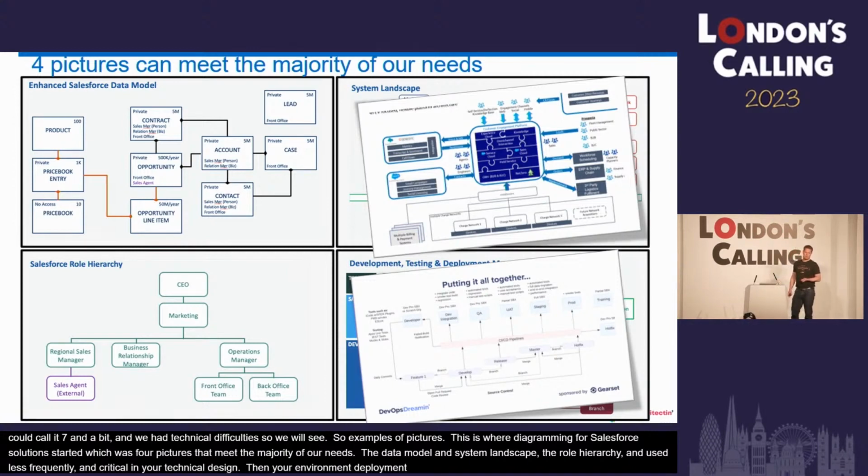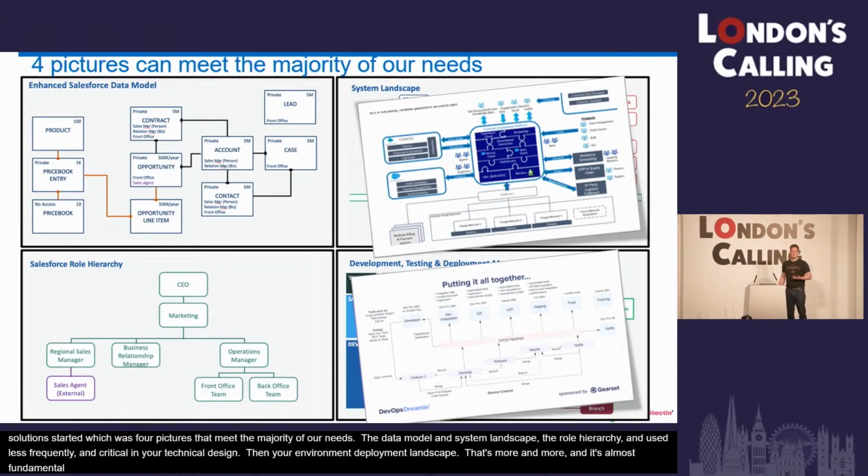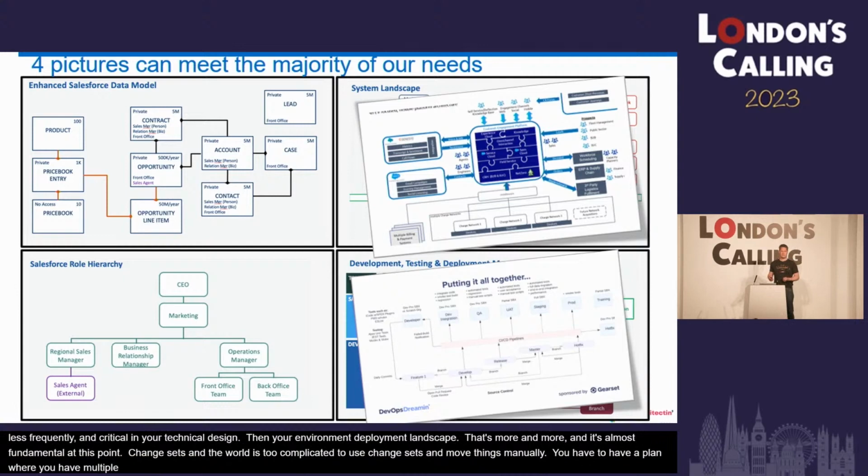That is more and more, well, it's almost fundamental at this point, right? Change sets. The world is too complicated now just to use change sets or move things manually. You've got to have a plan, particularly where you've got multiple systems in the landscape, to manage that test data, right? To make sure that systems are in sync so they'll work properly. So having a plan around that is ever more important.